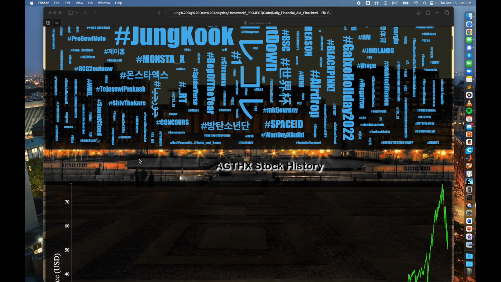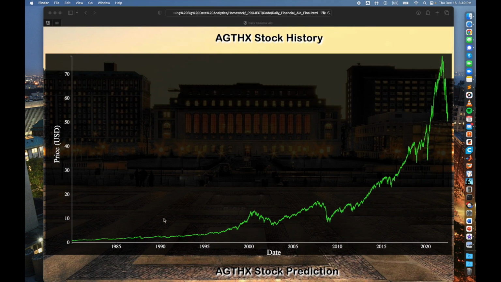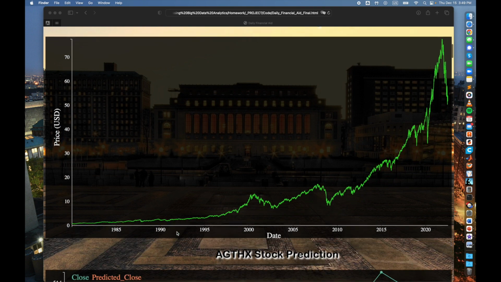Next, we have the beginning of the stock history for AGTHX. As you can see here, this nice D3 infograph actually demonstrates the historical information of this stock. This again can be utilized to make any investment decisions when it comes to AGTHX stock history or investment decisions.